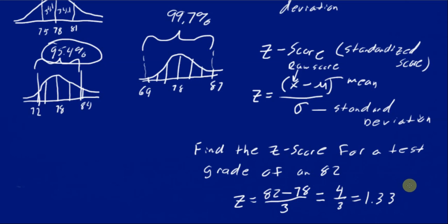Now, what the heck does that tell me? Well, what that tells me is that my score of an 82 is greater than an 81 at 1 standard deviation, but less than 84 at 2 standard deviations. I'm right here at 1.33 standard deviations above the mean.